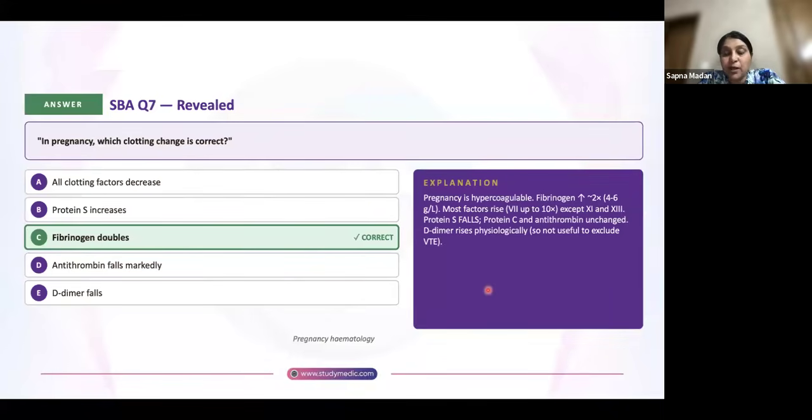Fibrinogen will increase around 2 times, and most factors will rise. Factor 7 will increase up to 10 times, except for factor 11 and factor 13, which usually remain unchanged or minimally decrease. Protein S is an anticoagulant, it will fall. Protein C and antithrombin remain unchanged. D-dimer will rise physiologically. So it has limited value to exclude VTE in pregnancy.